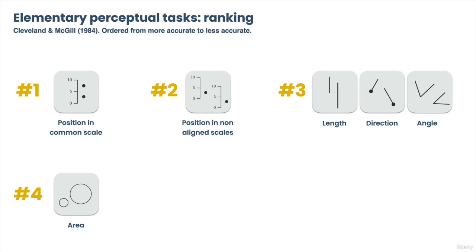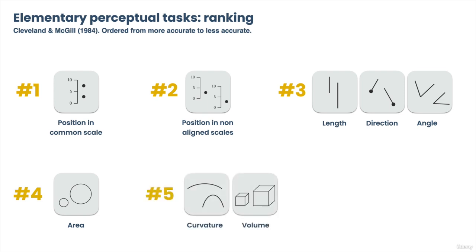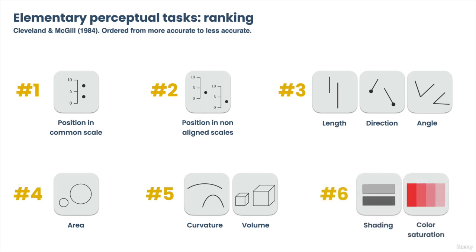Then in the fourth position, we have decoding area. In number 5, we have curvature and volume. And then in number 6, we have everything regarding color and shading. So have this ranking in mind, try to remember the positions of each one of the tasks, because it is important that we design graphs that contain tasks that are higher in this ranking.